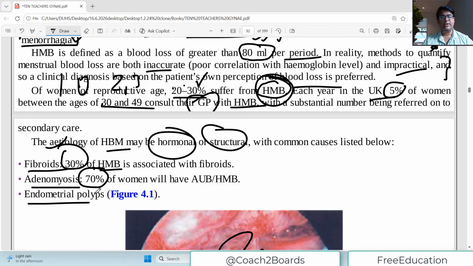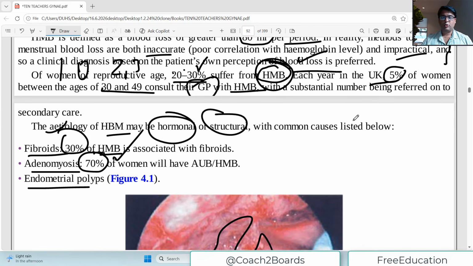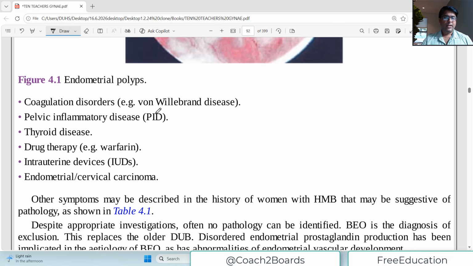अब कैसे पता चलेगा fibroids हैं, adenomyosis हैं? Obviously you will do history, examination and some investigations, right? And the investigations will include ultrasounds and other modalities. So just be very careful. अगर exam में सवाल आता है, HMB is something not to be taken lightly, okay?